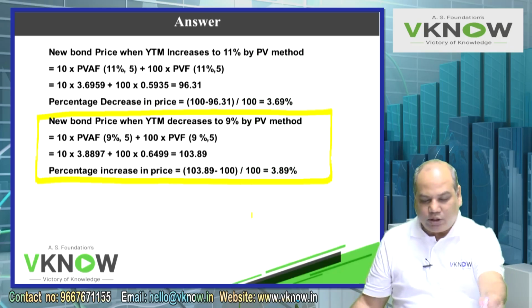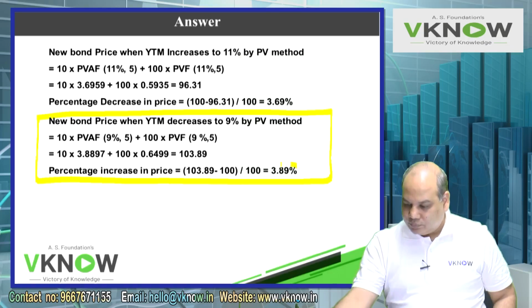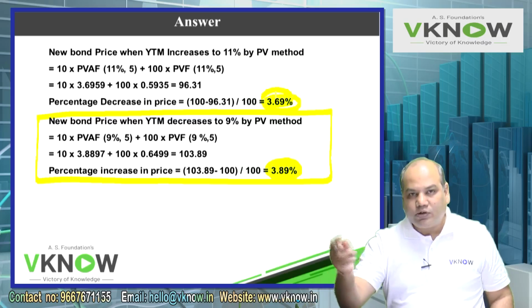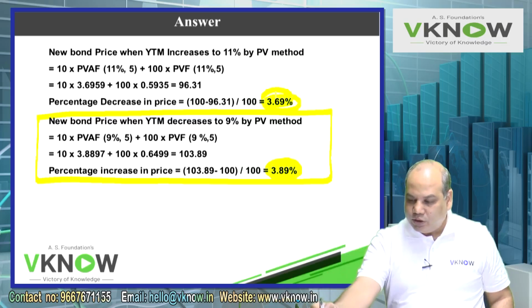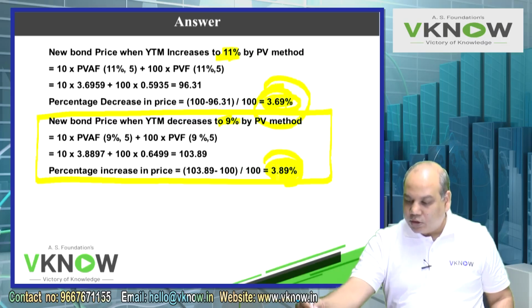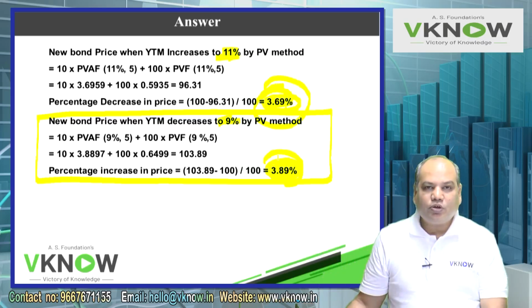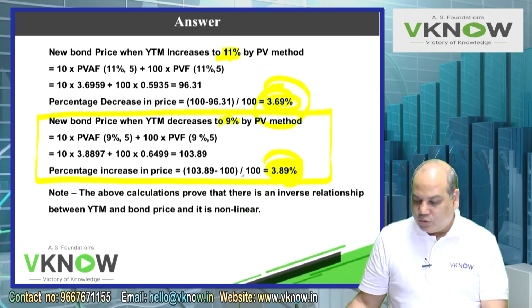Can you see both are different? This feature is called convexity. So the relationship is inverse that we have proved. When it goes up, it goes down. When it goes down, it goes up. And they are not equal. So it is convexity.